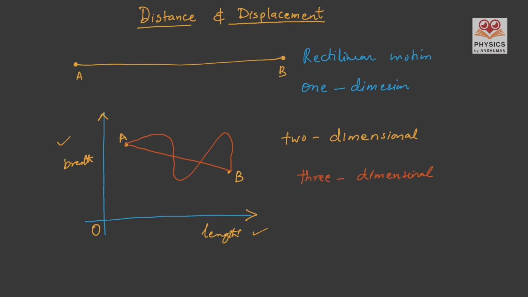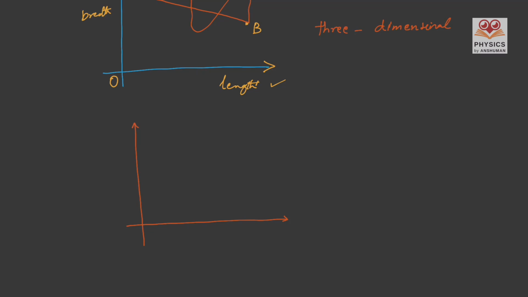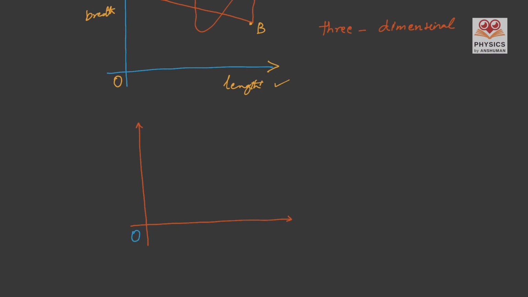Now we are ready to understand the difference between distance and displacement. In chapter 2, we have to stick with one-dimensional motion, but just to understand the concept of distance and displacement, I'm using a two-dimensional frame. In a two-dimensional frame, suppose there is a point 0, the point of origin, and there are 2 points on this plane. Let the points be A and B.